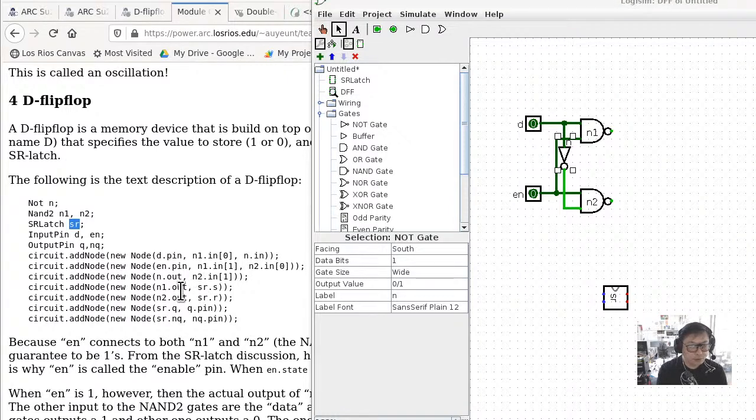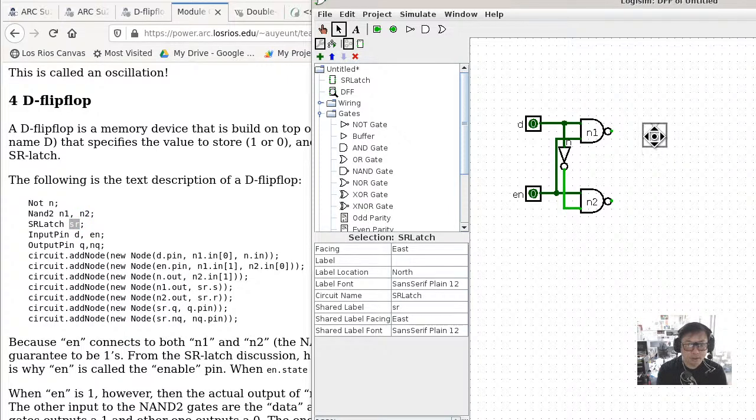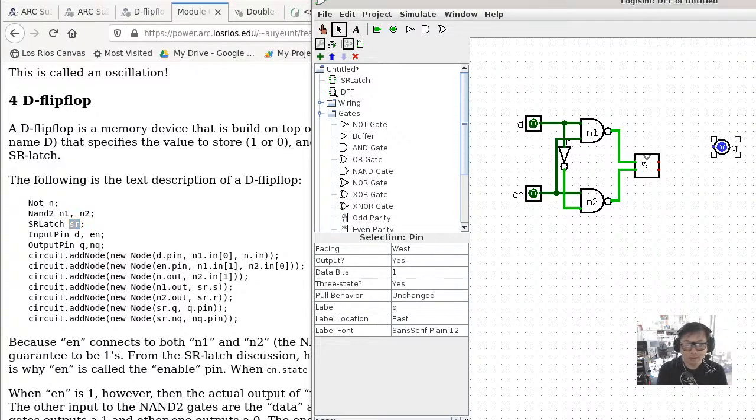The fourth node connects the output of N1 to the S pin of the SR latch. Okay, so there we go. And then the fifth node connects the output of N2 to the R of the SR latch, like so. And then the rest is pretty simple because we just have Q and NQ corresponding to Q and NQ of the SR latch.